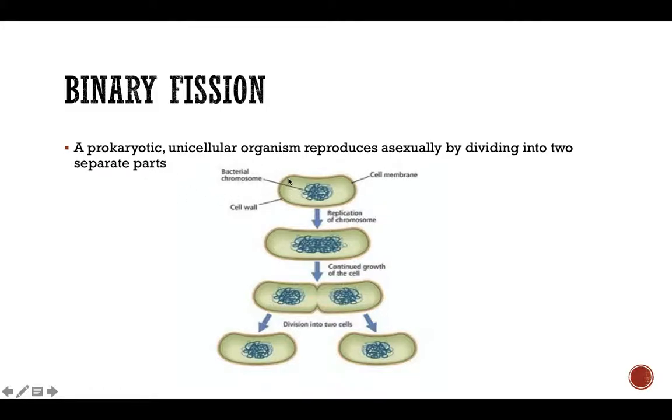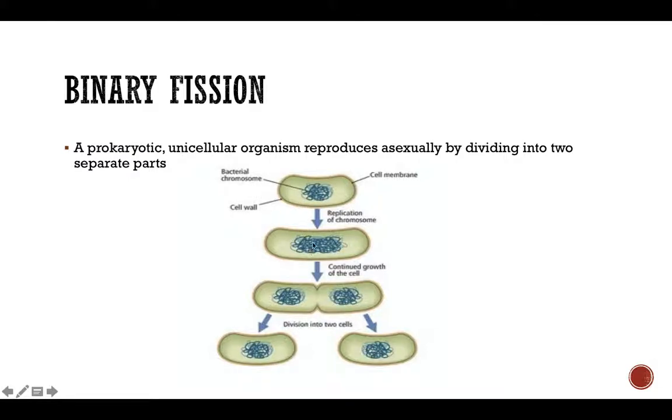So if we look at this diagram right here, we're starting off with one bacteria. If we go down to the next step, we'll see that the chromosomes and the genetic information, it looks like there's more. If we look at this second picture, what happened is that this bacteria made a copy of all the genetic information from up here.